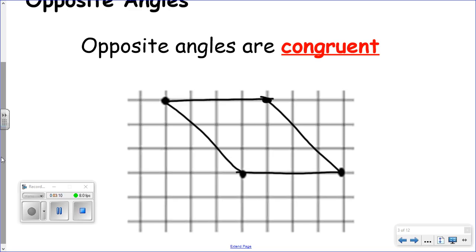Okay. And so what this talks about is that opposite angles are congruent. Opposite angles are the angles that are diagonal from each other. So those 2 angles are congruent, and these 2 angles are congruent to each other. The ones that are across from each other, opposite from each other, are congruent to each other.